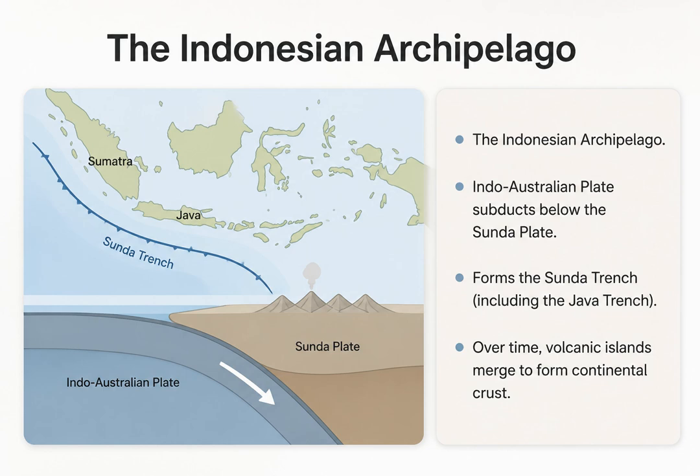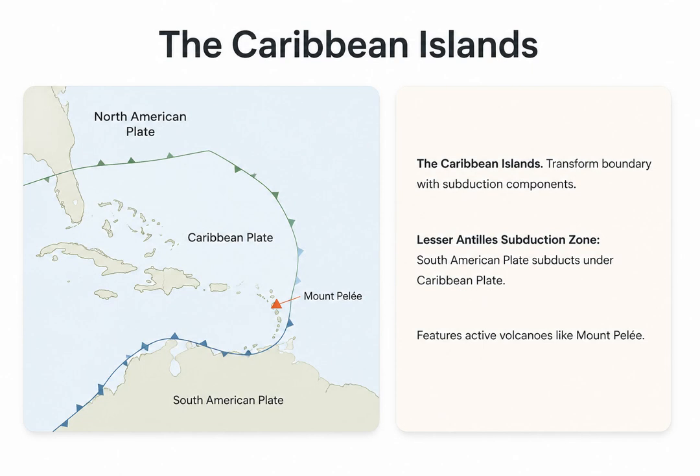Over millions of years, the constant volcanic activity builds up these islands so much that they begin to merge, slowly transforming oceanic crust into new continental crust. Moving to the Western Hemisphere, the Caribbean islands offer a slightly more complex scenario. The Caribbean Plate is mostly oceanic and moves eastward, while the North American Plate moves westward. This creates a transform boundary, but because they converged in the past, there is still subduction occurring.